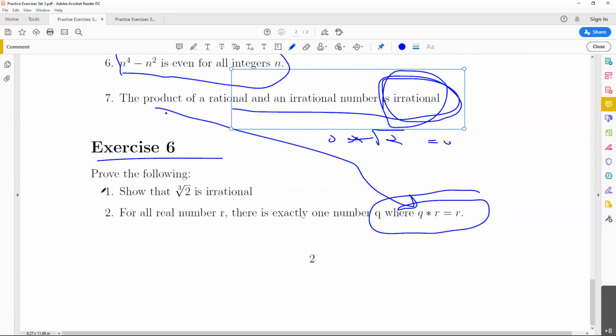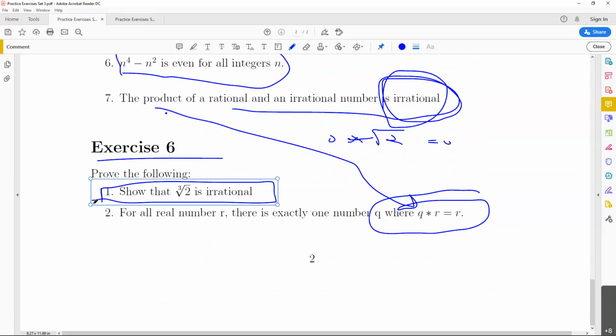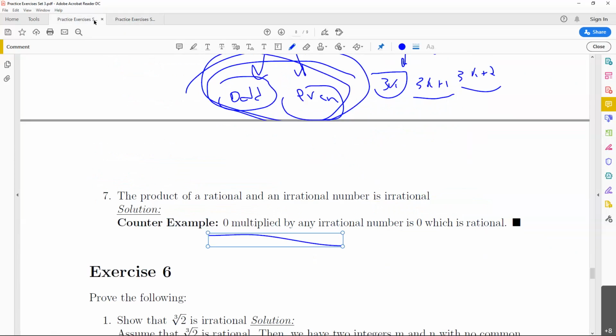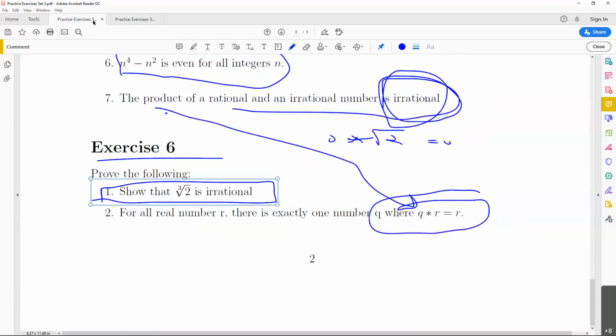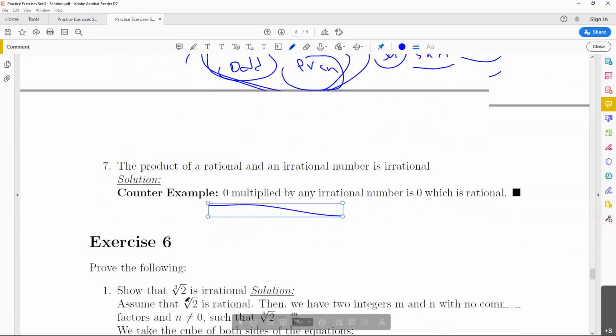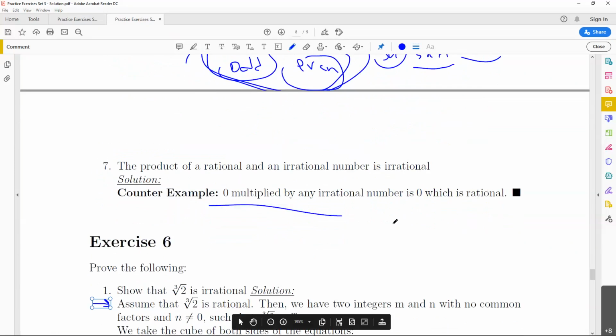Okay. So, exercise 6, part 1, show that the cubic root of 2 is irrational. This is actually a very nice question. So focus with me here a bit. We're going to be using contradiction. So we want to show that it's irrational. Let's assume that it is rational and we reach a contradiction. So assume that the cubic root of 2 is rational.